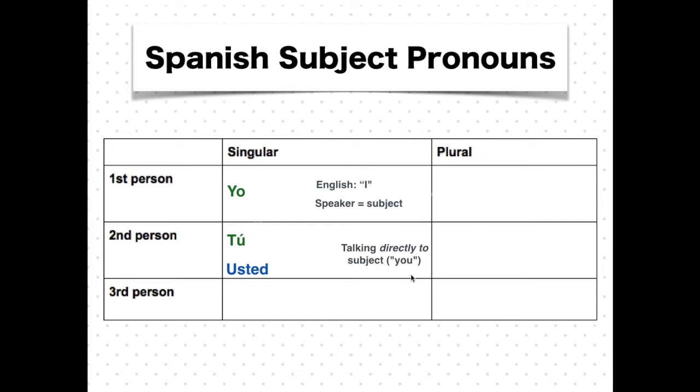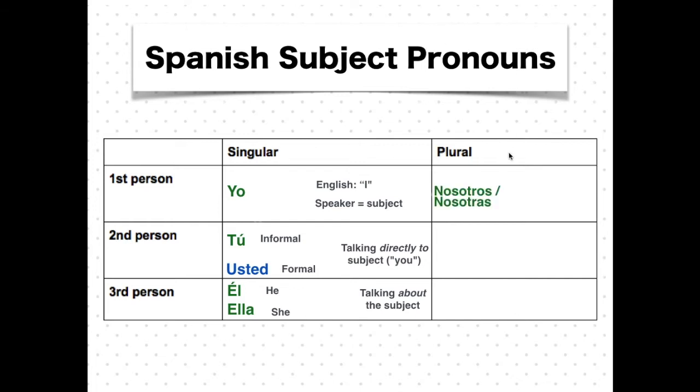Now these are not interchangeable because tú is informal, whereas usted is formal. We will get a little bit more into that in a little bit. And then we have third person singular subject pronouns. We have two of them. We have él and ella. And that is when you are talking about the subject. So él translates to he in English and ella translates to she.